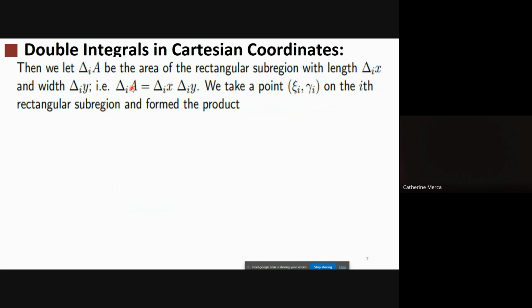Now, if we let delta sub i A be the area of the rectangular subregion with the length delta sub i x and the width delta sub i y, that means to say that delta sub i A is equal to the product of delta sub i x times delta sub i y. And we can take psi sub i, gamma sub i on the ith rectangular subregion and form the product f of psi sub i, gamma sub i times delta sub i x times delta sub i y. Because this one is the height, and this is the width, and this is the length.